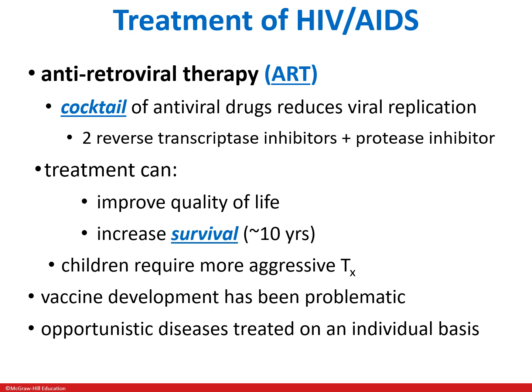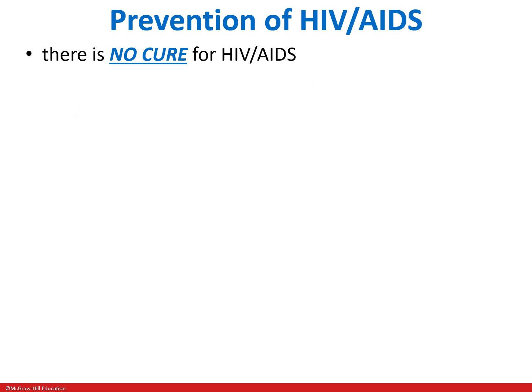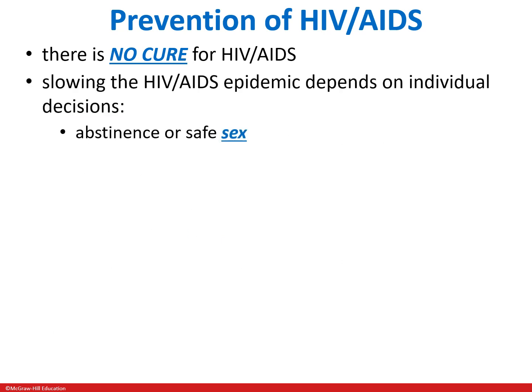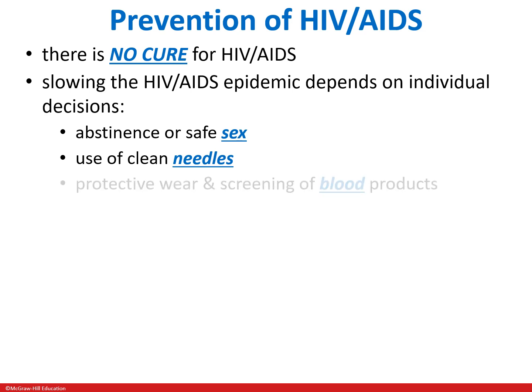Opportunistic diseases can then just be treated on an individual basis. So if an HIV/AIDS patient is diagnosed with tuberculosis, then they would treat the tuberculosis. So again, there's really no cure for HIV/AIDS. All we can do is limit the spread, and we know that that is based on behavior. So abstinence, safe sex, use of clean needles for IV drugs, blood products.